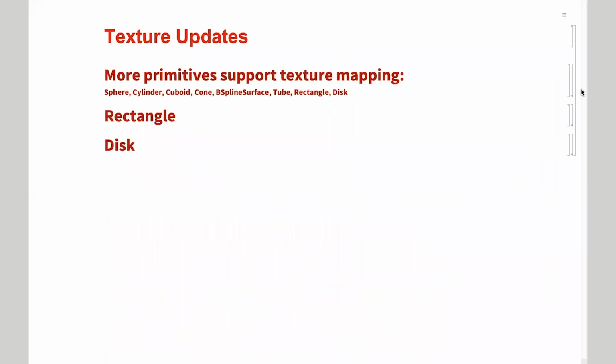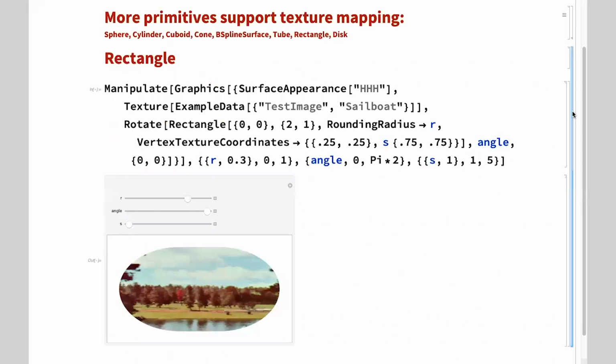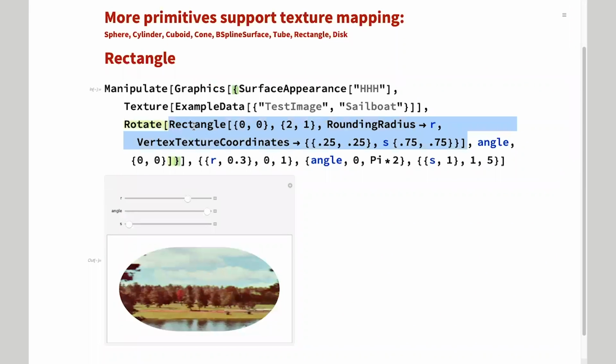So texture, we have extended our texture to quite a few more 3D primitives in 12.1, and in 12.2 we're also extending it to 2 more primitives, rectangle and disk. Since currently texture objects are being redesigned, by default it's not available, but you can still access it through surface appearance.